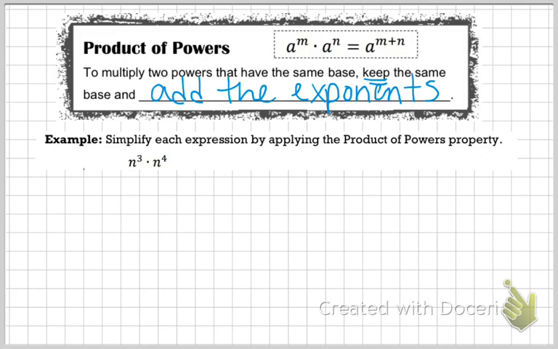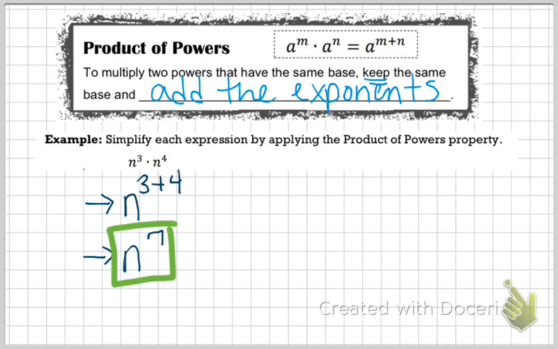Example, simplify each expression by applying the product of powers property. So it says, when we're going to multiply two powers that have the same base, so you should think, okay, this is a base. Are they identical? Yes, they are. When they're identical, then we are allowed to move on with the property, and it says to go ahead and add the exponents. So 3 plus 4 is 7, so our answer is n to the 7th, or n to the power of 7.